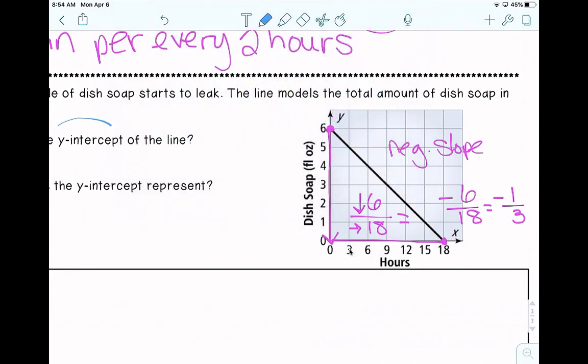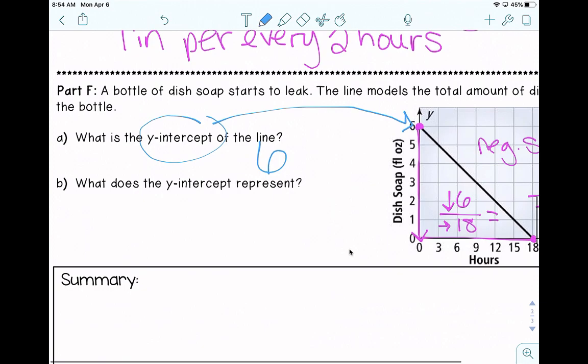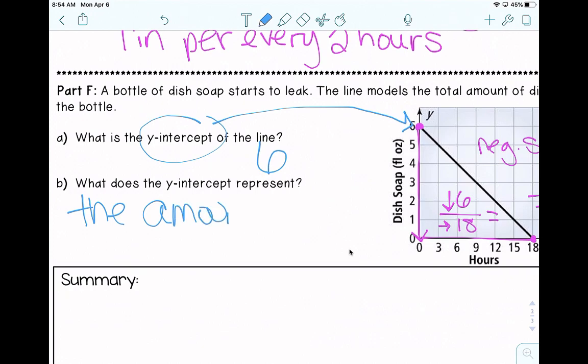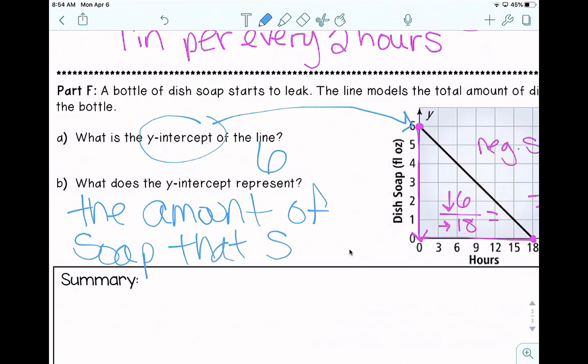But what we're really looking for is the y-intercept. The y-intercept is where it crosses the y-axis. So it's at that point right there. What is that? It is 6. And what does it represent? Well, in this case, we are looking at dish soap, so it represents the amount of soap that started in the bottle.